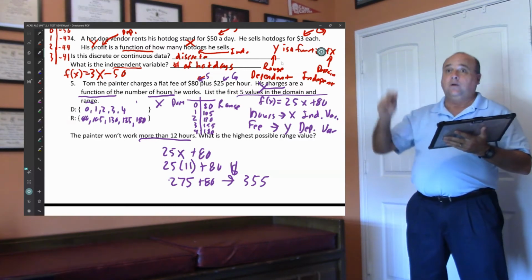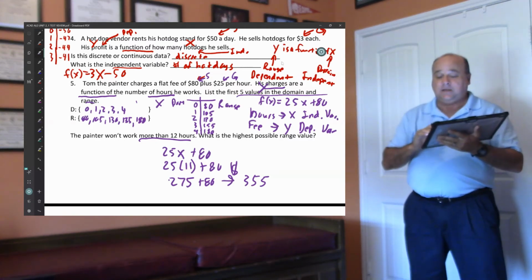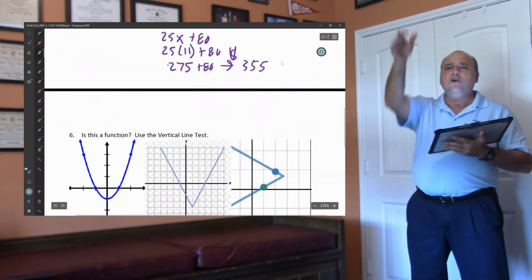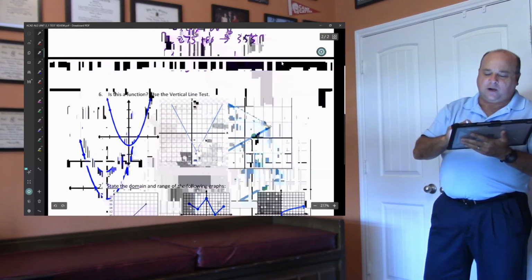12 is not more than 12, so we're going to go 11 hours down. That's why we did that. Let's turn the page. These are pretty simple stuff right here.